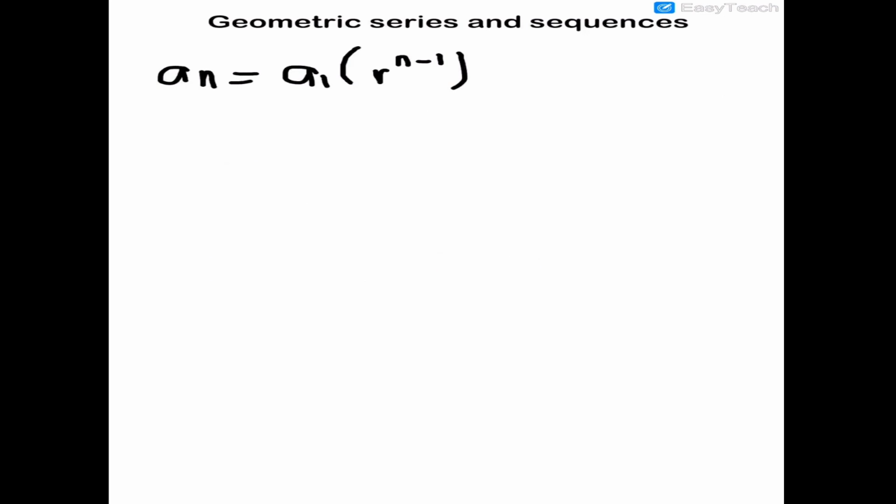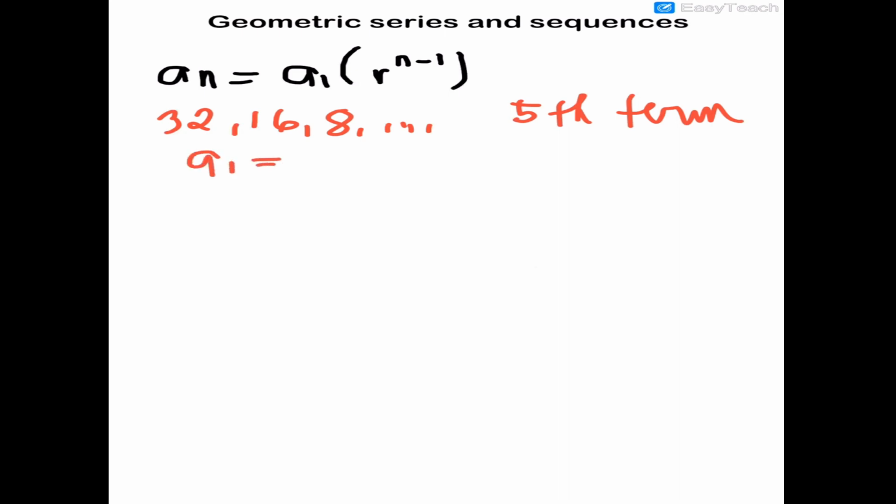What if we have a decreasing progression? Let's try this example. 32, 16, 8, and so forth. And we are trying to get the fifth term of this progression. What is a sub 1? Very good, it's 32. How about the common ratio? 16 divided by 32 is 1/2. 8 divided by 16 is also 1/2. So the common ratio is 1/2. And the value of our n is 5.